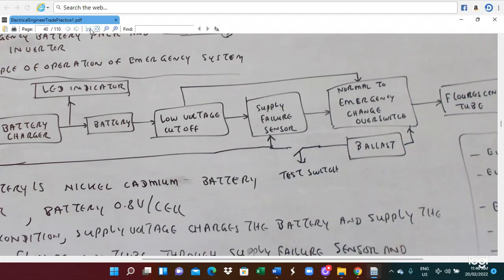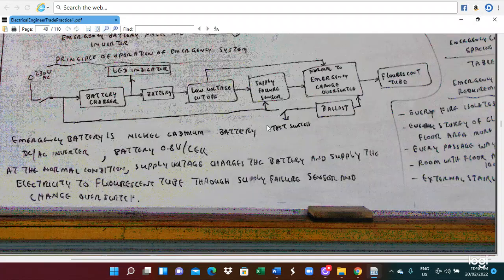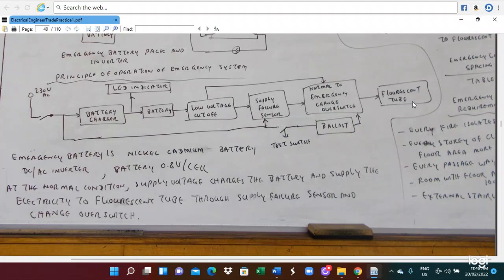Finally we supply the fluorescent tube. With the normal supply here, this supply we switch to the emergency and change over, with the supply failure sensor, low voltage cut off, and battery charger. Normally we are charging the battery. And also we have the test switch, and there's a fluorescent light. So this is the configuration of the emergency supply system.